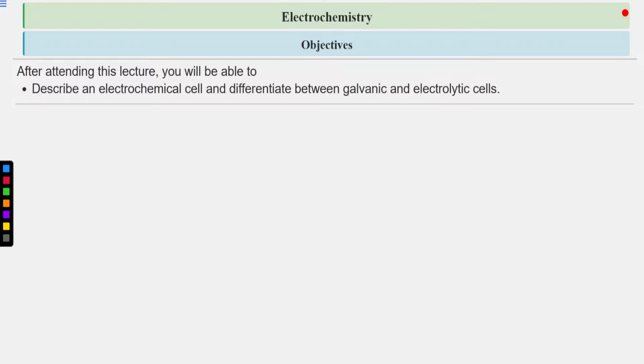Electrochemistry comes in the physical part of chemistry, right, where we study different cells and their calculations. So after attending today's lecture, you will be able to describe the electrochemical cell and the difference between the galvanic and the electrolytic cell. We will focus on these two topics in this lecture.